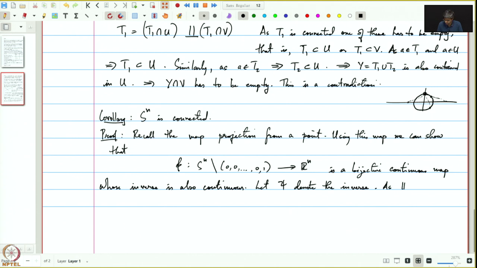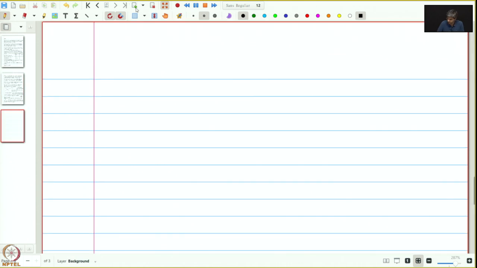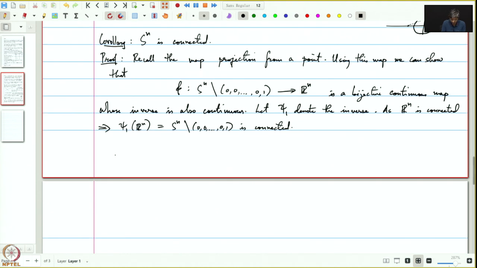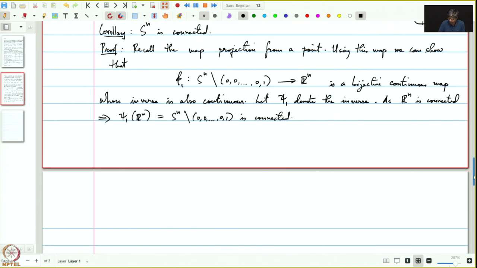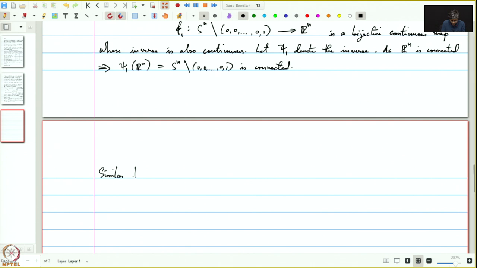As Rn is connected, let's call this inverse psi 1. As Rn is connected, psi 1 of Rn, which is equal to the sphere minus the north pole, is connected. Now, similar to removing the north pole, we can instead remove the south pole and project once again. Let's call this map phi minus 1, from the sphere minus the south pole to Rn.